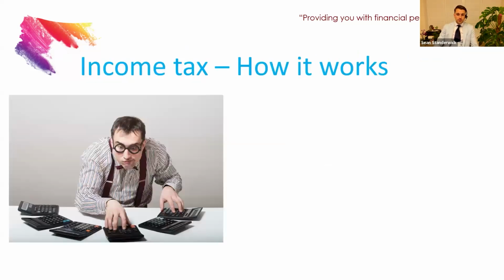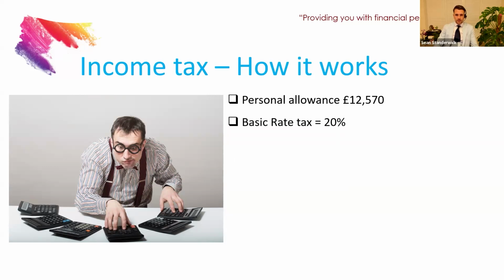So moving on to income tax and how it works. It's important to have this foundation before we go into too much more depth. Everyone has a personal allowance of £12,570. So any earnings, or should I say income, up to this will not be taxed. You then have your basic rate. So that's at 20% until you hit the higher rate, which kicks in at £50,270. So that's at 40%.